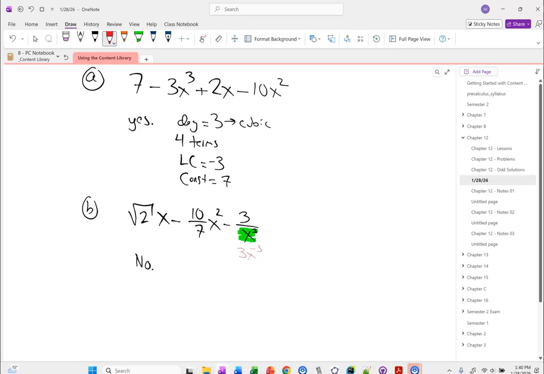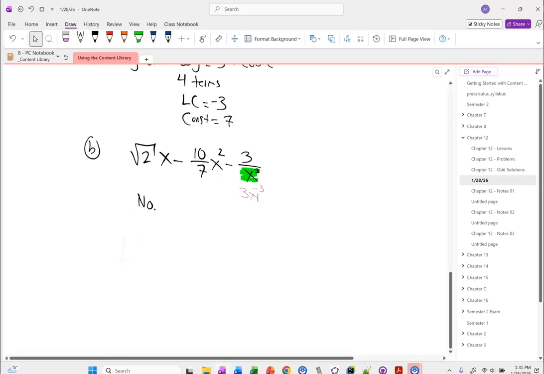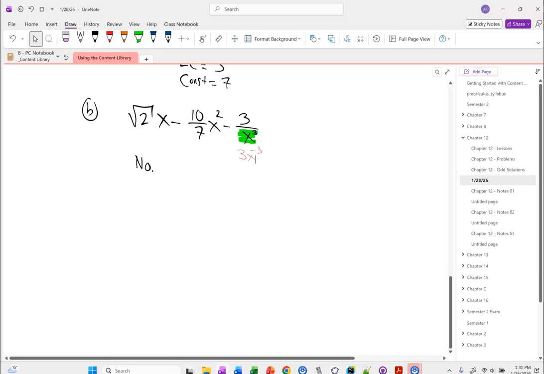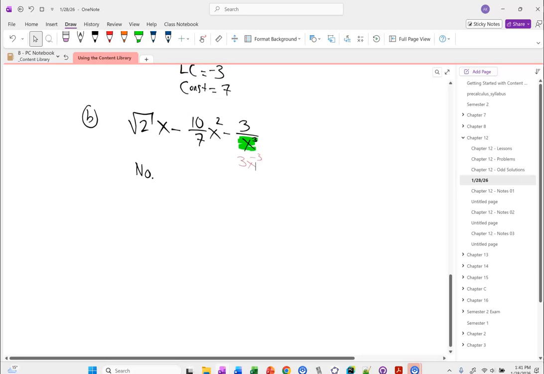Is there anything else the matter with it? Oh, what is that, square root 2? That is square root 2. No. No, everything else is fine, right? Square root 2 is a real number. 10/7 is a real number. Those are both fine for coefficients. And since it's not a polynomial, there's no sense in talking about anything else, right?